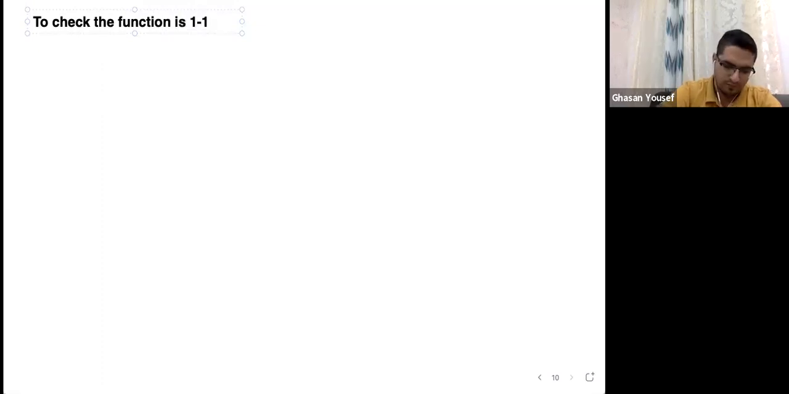So to check if the function is one-to-one, I'm going to give you two direct properties, easy and fast, to check if the function is one-to-one or not. So write: to check the function is one-to-one by two things. First one, by the definition.